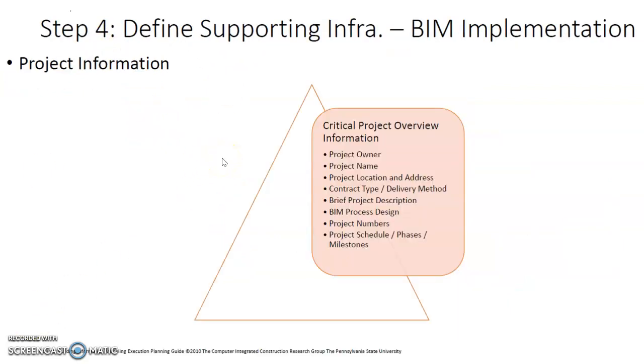Then in step 4, part 2, we will put in the project information. So we will put in, for example, the project owner, project name, location, address, the type of contract, the delivery method, the project description, the BIM process design, project number, and so on and so forth. Now all these are inside the written document in a sense. Also the project information. That is the second part.